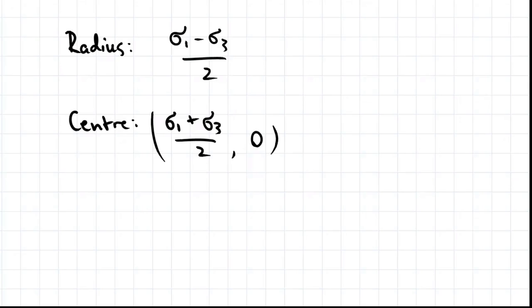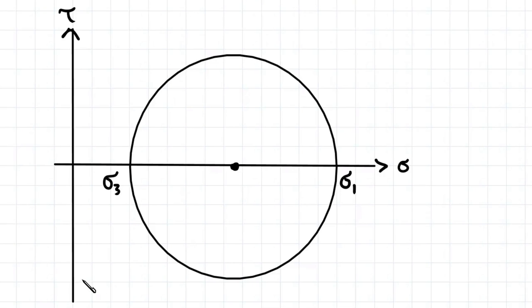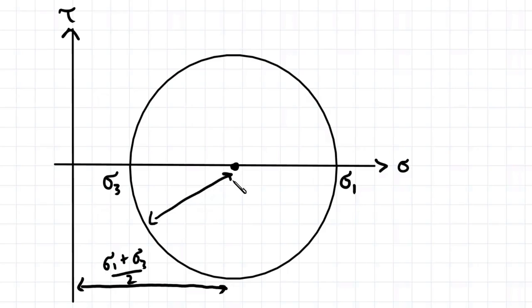The radius and center of the Mohr circle can be written in terms of the principal stresses like so. So here we have the Mohr circle, and I'll just quickly label where the principal stresses would go. So the maximum normal stress which is possible is sigma 1, that goes here, and the smallest possible normal stress is sigma 3 here. And of course the center of the Mohr circle would be located here, and the distance to the center of this circle can be found by the average of the principal stresses, and the radius is found by sigma 1 minus sigma 3 divided by 2.